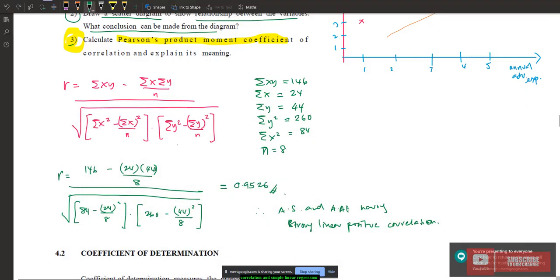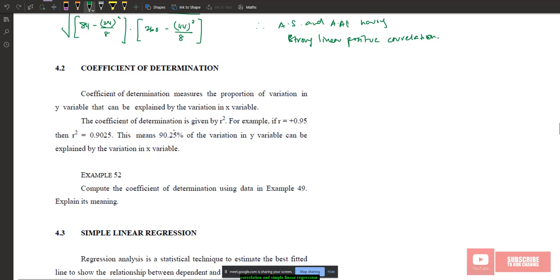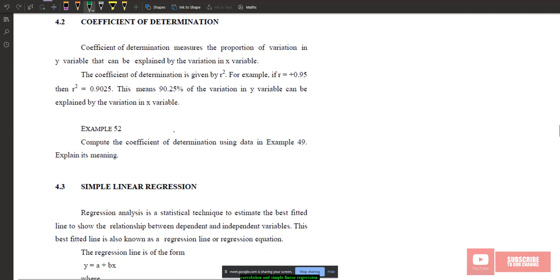Alright, good. So we can move to the next topic, which is coefficient of determination. This is very simple, right? Coefficient of determination measures the proportion of variation in the y variable that can be explained by the x variable, right? So the coefficient of determination is given by r to the power of 2, right?